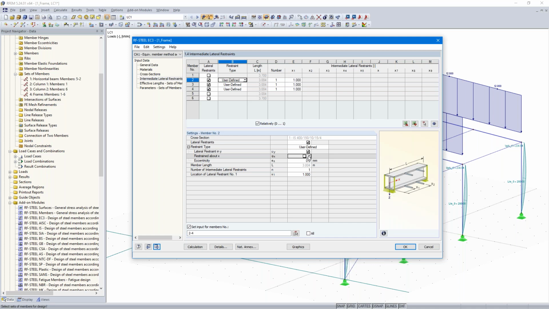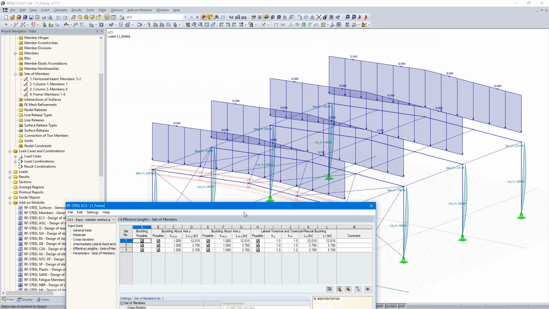Okay, I uncheck here the restraint about axis X. We would like to define only a support in Y direction. And here an eccentricity of minus 100. Okay, it's defined now for all 3 points. That's all.